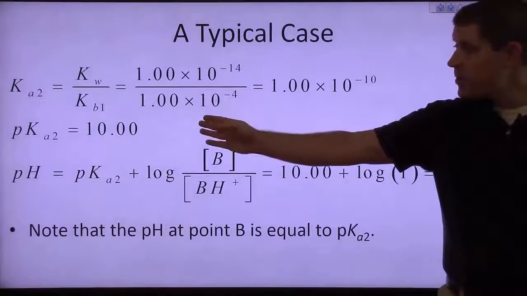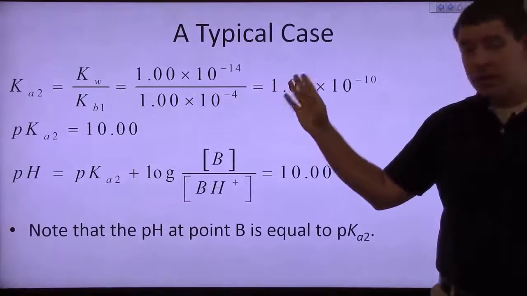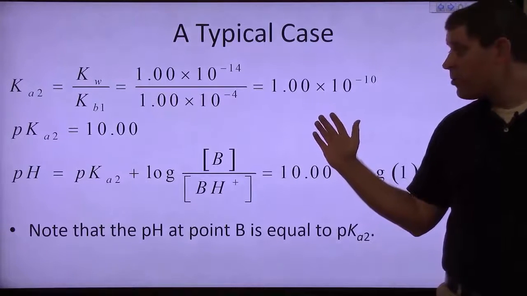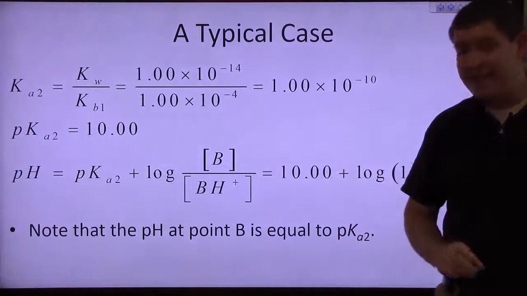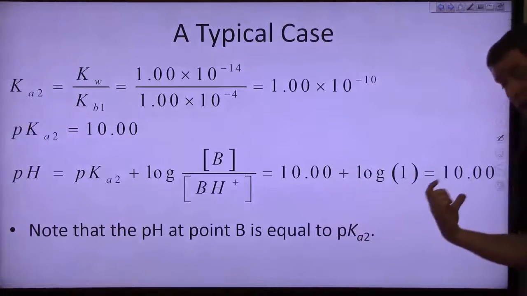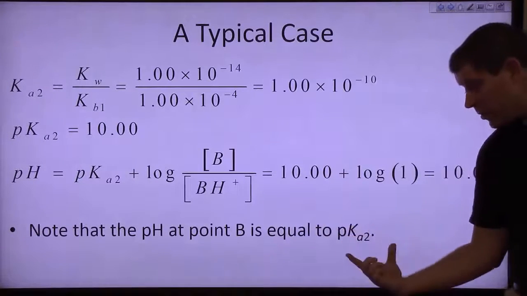And note that Ka2 is equal to Kw divided by Kb1, which is 1.0 times 10 to the minus 14, divided by 1.0 times 10 to the minus 4, which then gives us a value of 1.0 times 10 to the minus 10. That is, the pKa2 is equal to 10. And then the Henderson-Hasselbalch equation gives us a pH equal to 10.0. And again, note that the pH at point B is equal to pKa2.